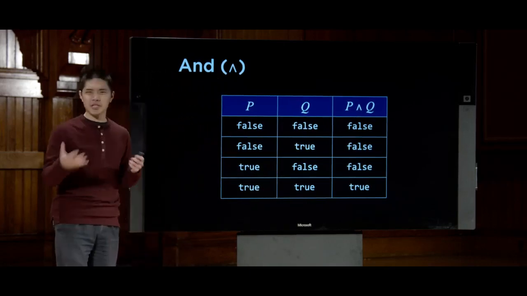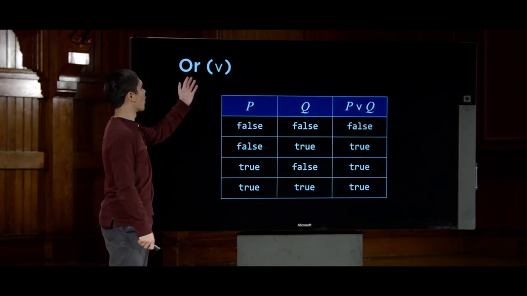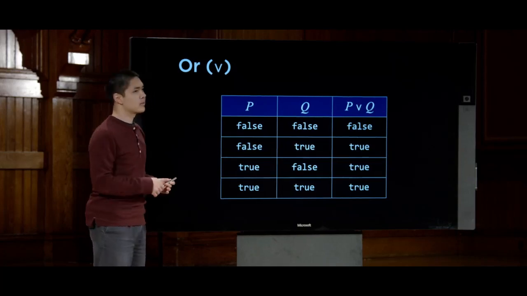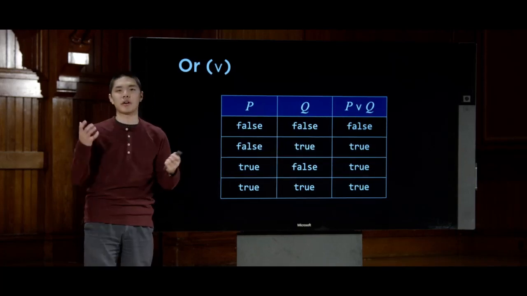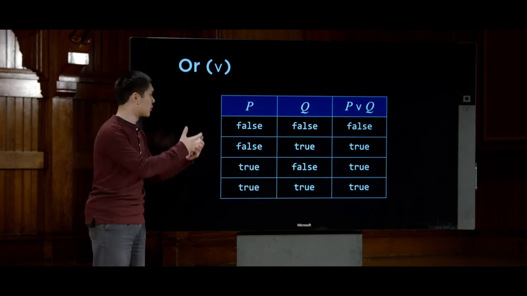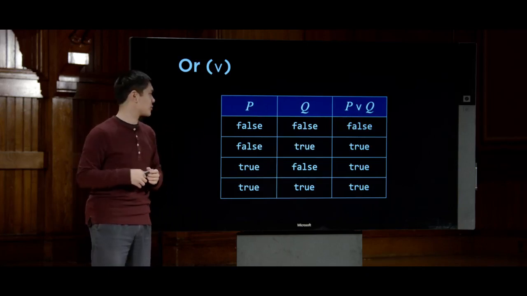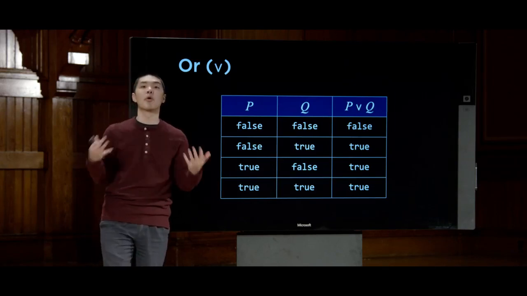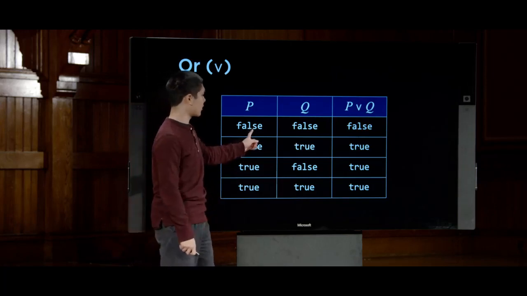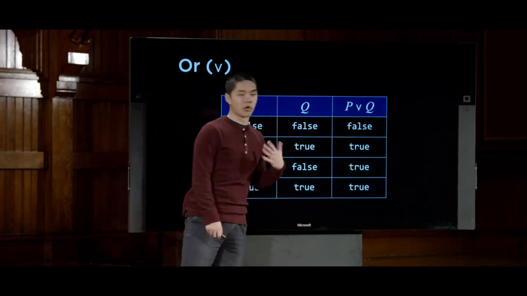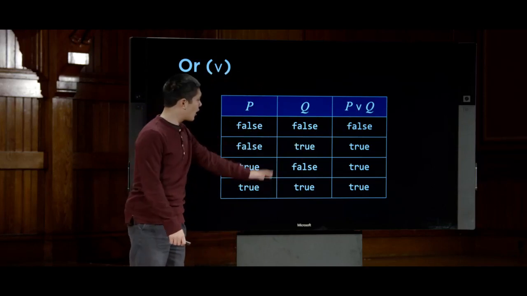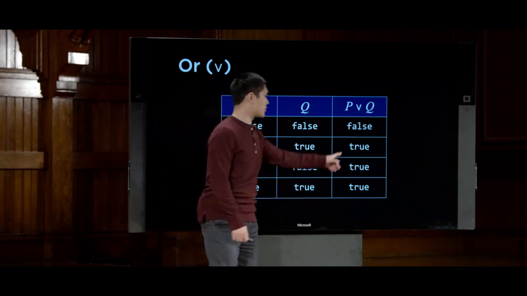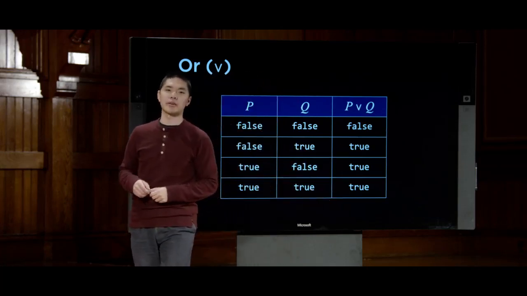Next up, also potentially consistent with what we mean, is this word or, represented by this V shape, sort of an upside down and symbol. And or, as the name might suggest, is true if either of its arguments are true. As long as P is true or Q is true, then P or Q is going to be true, which means the only time that P or Q is false is if both of its operands are false. If P is false and Q is false, then P or Q is going to be false. But in all other cases, at least one of the operands is true. Maybe they're both true, in which case P or Q is going to evaluate to true.